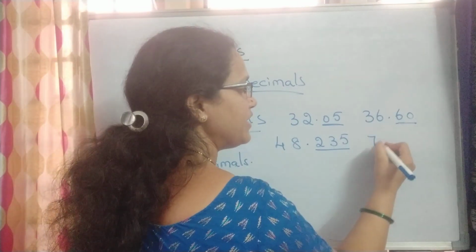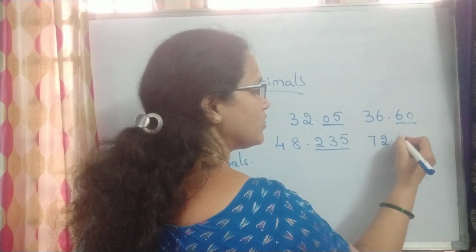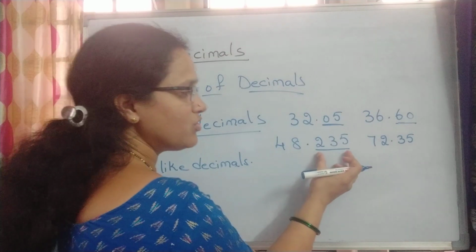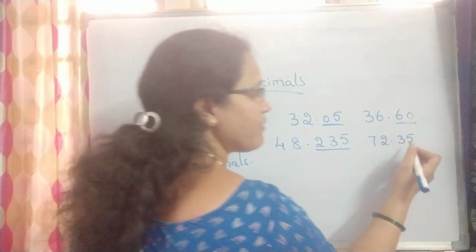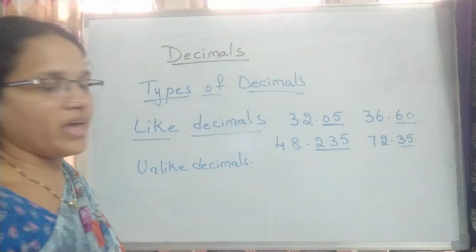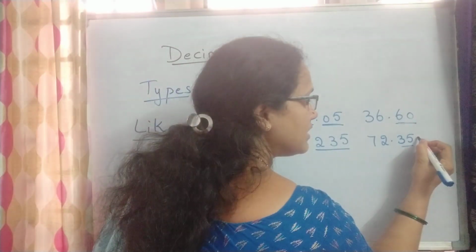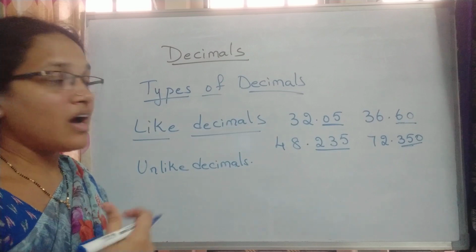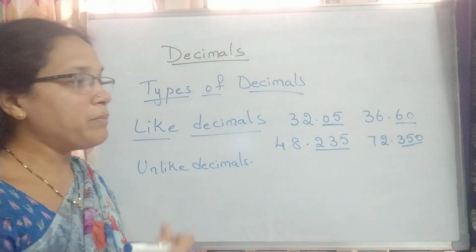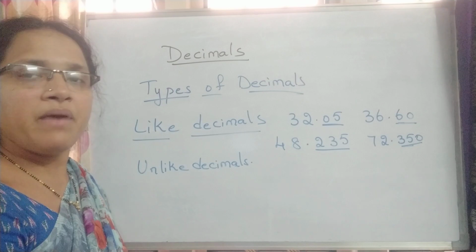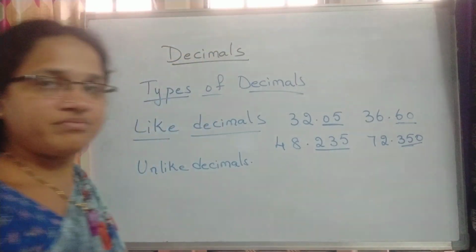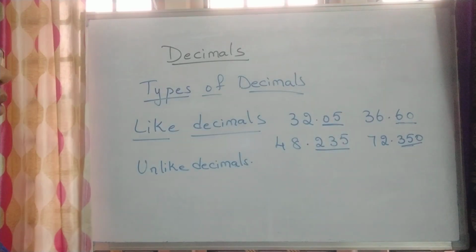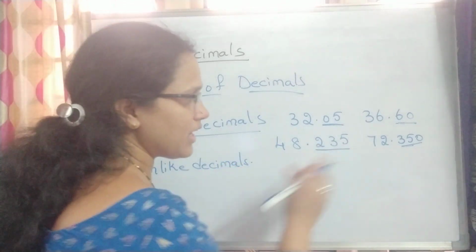Now let me write 72.35. This has 3 decimal places in the other and only 2 decimal places here. So with 2 decimal places, the next decimal place can be covered by putting 0 there, and making it into 3. So 3 and 3. Is that clear? Yes. So 3 and 3. Now these both are like decimals.